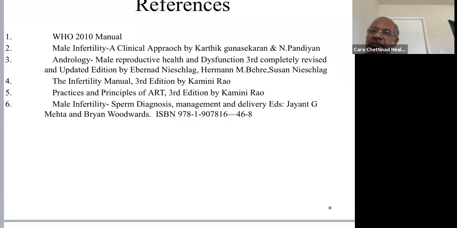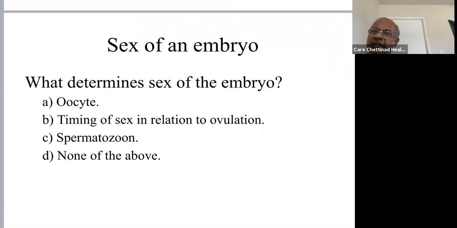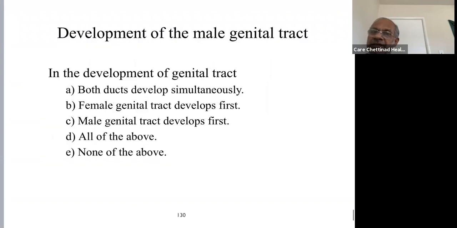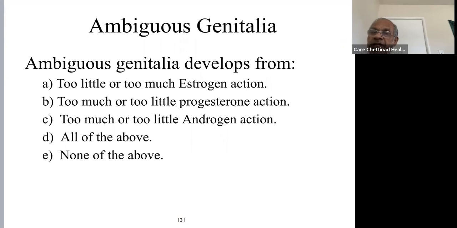But there are some more questions on the chart, primarily for you to practice. Remember, the sex of the embryo is determined by the spermatozoa which enters the oocyte. For gonadal differentiation, a normal Y chromosome is important. In the development of the genital tract, the male genital tract develops first. In the absence of male genital tract development, the female genital tract develops. Ambiguous genitalia, which again can present to the infertility clinic, is primarily because of an androgen problem. Either it's too much androgen in the woman or too little androgen in the man.